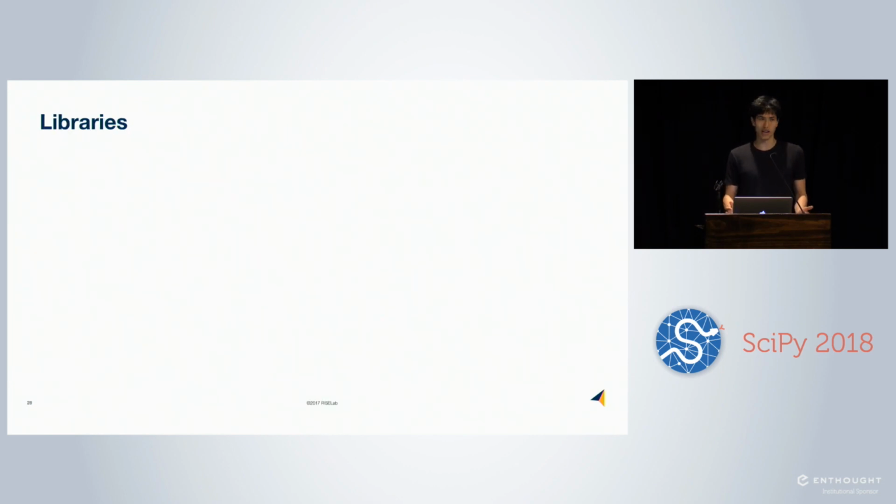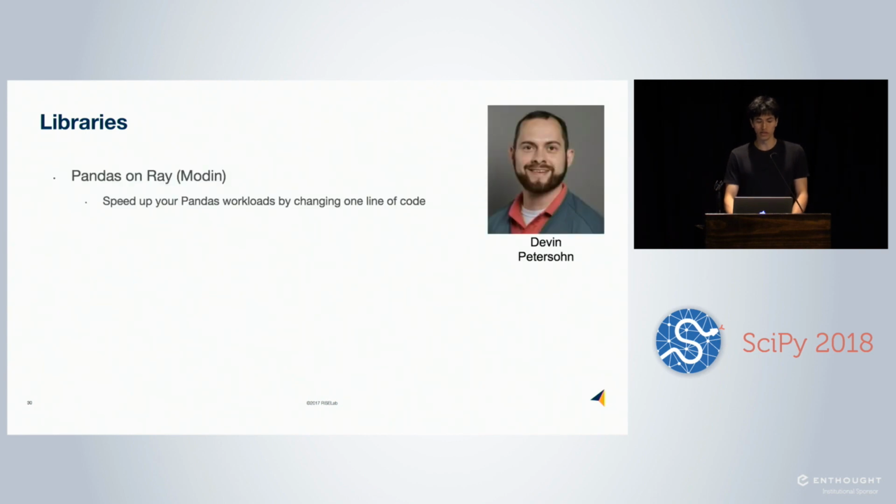So that's the core Ray API and architecture that I just described. We're also working on building higher level libraries on top of that core system. One of these is Pandas on Ray, which is part of Modin, a project that Devin Peterson is in charge of, and he's here at SciPy and has a poster later tonight. So I'd encourage you to chat with him. The goal of this project is to speed up your Pandas workloads by changing just a single line, just the import statement.